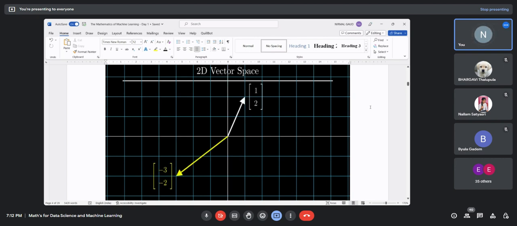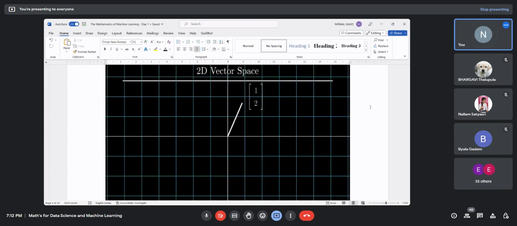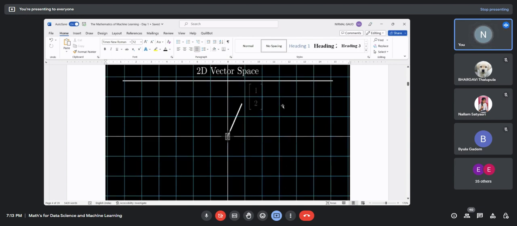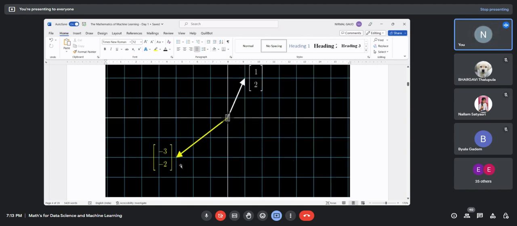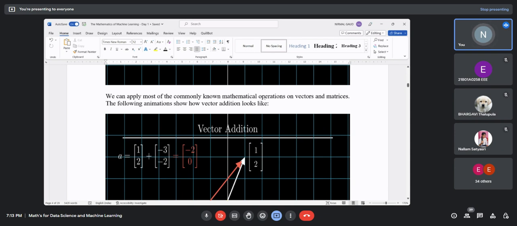If I create an arrow, if I join from the origin, then it will be a vector. This is a vector notation where the point (1, 2) is associated in a plane, where it's actually located. Similarly, I can draw an arrow from the origin to mark (-3, -2). So this is actually a vector thing. And we can apply most of our mathematical operations on vectors and matrices.